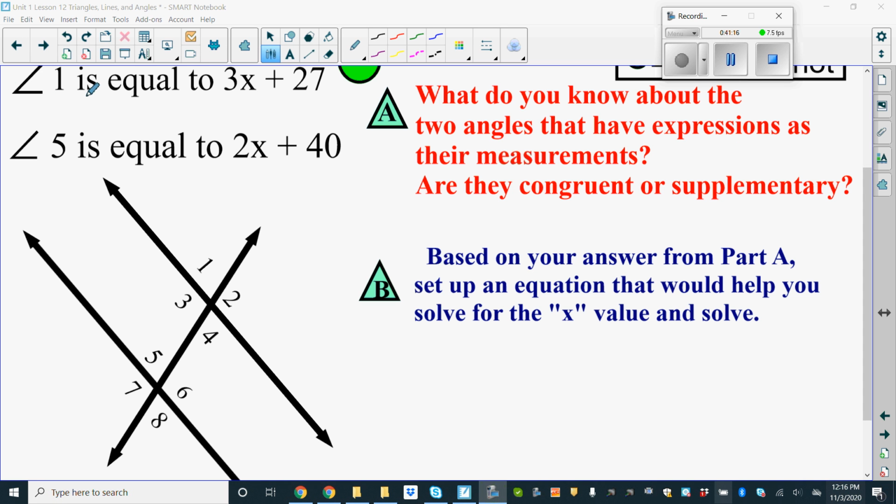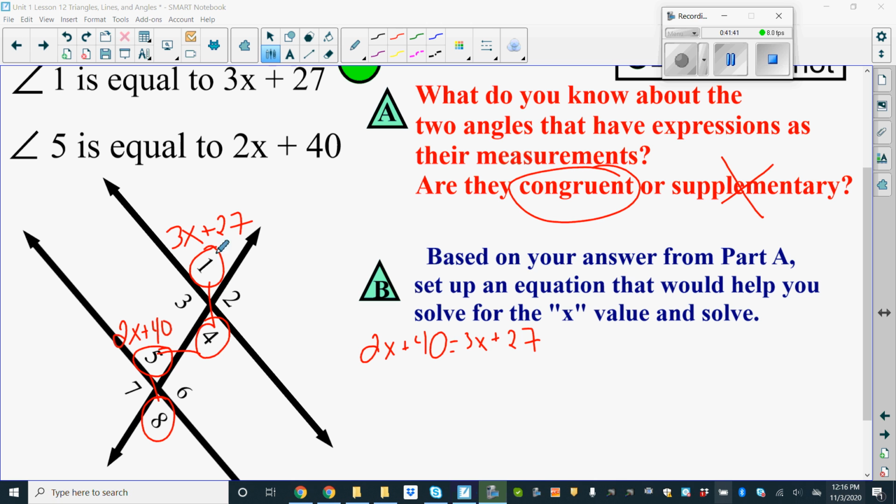So the measure of angle 1 is equal to 3x plus 27. So put that here, 3x plus 27. Then the measure of angle 5 is 2x plus 40. Put that there. Use your zigzag trick to help you identify how to set this up, okay? So try to set that up right now, then come back and see if you got the same equation.